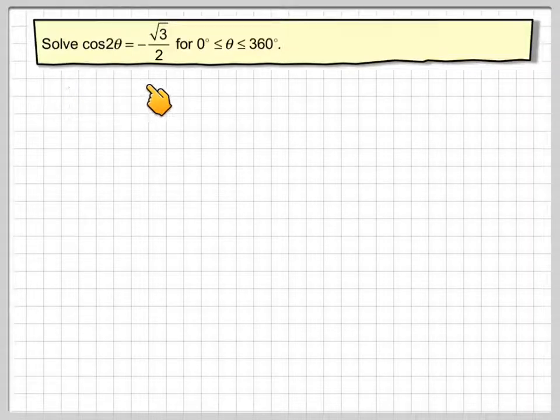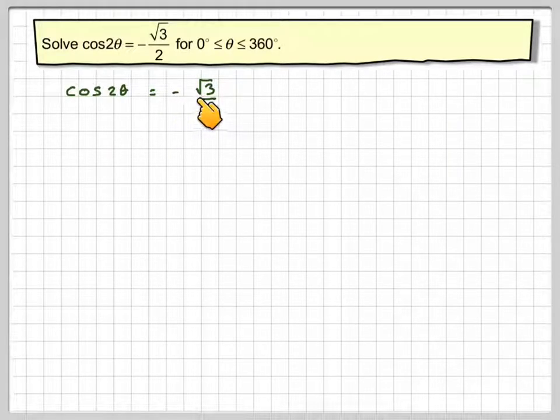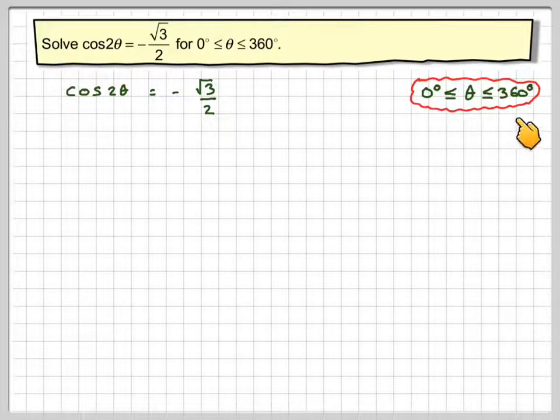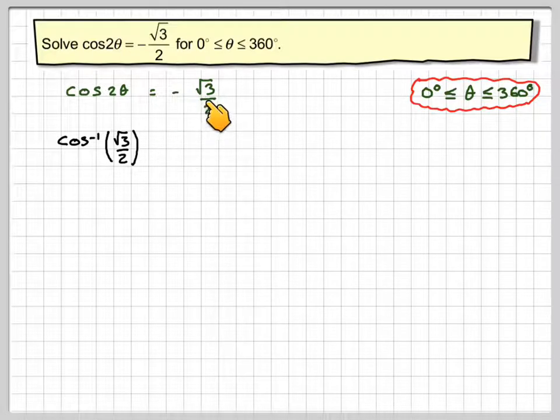Solve cos 2 theta is equal to minus root 3 over 2 for theta between 0 degrees and 360 degrees. So we've got cos 2 theta is equal to minus root 3 over 2. Now in this case we've got a negative here, but first of all, remember we're solving between 0 and 360, just ignore the fact that it's negative, so just make this positive. And we'll deal with the negative sign later.